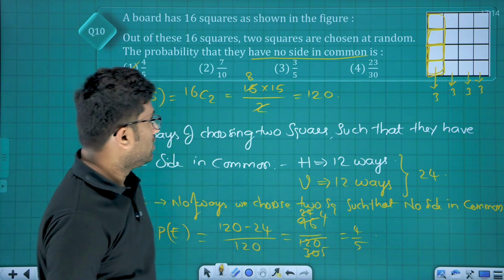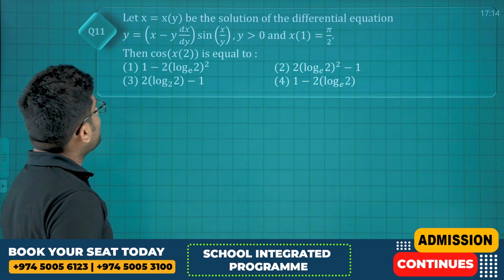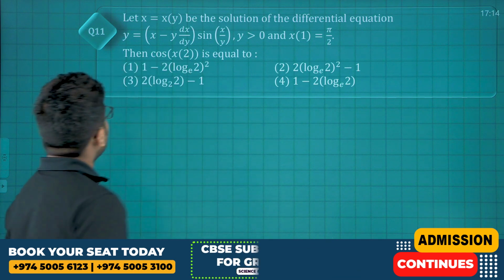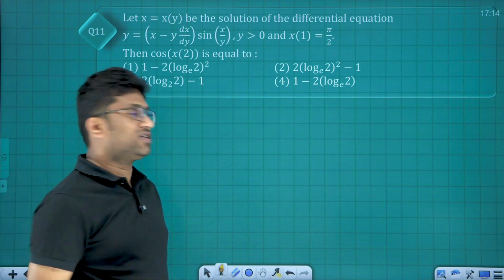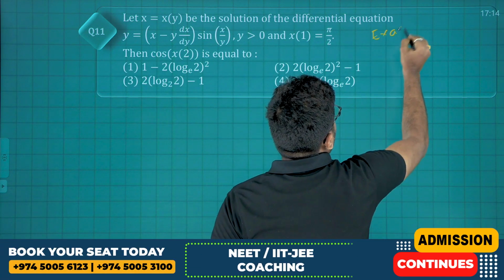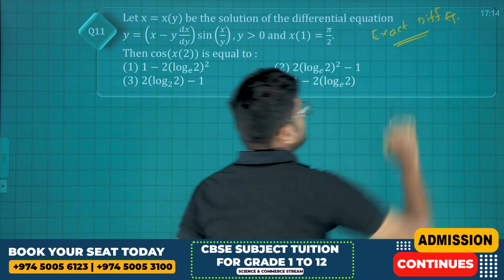Simple question. Next case. Let x equals x of y be the solution of the differential equation y is equal to x minus y times dx by dy into sine of x by y. This is an exact differential equation, which we have discussed.